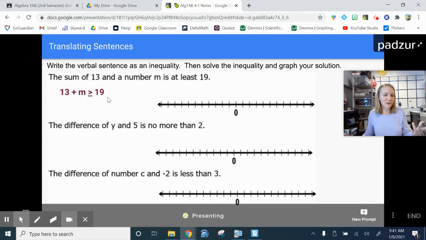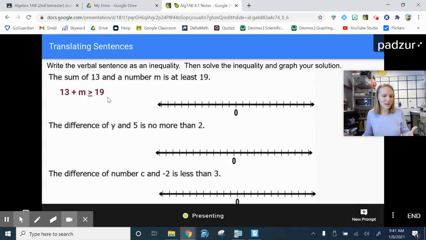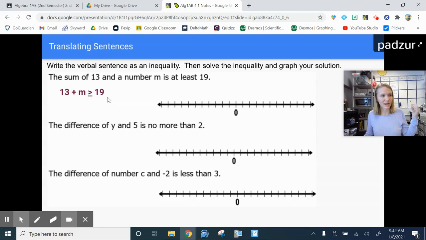And then we're going to solve our inequality from there. We want to get m by itself, so T-chart it and get rid of the 13. That means we're going to subtract 13 from both sides. That gives us m by itself, which is very handy when we're trying to solve. M is greater than or equal to whatever 19 minus 13 is, which is 6. Look, guys, my signs are correct. I'm so proud of myself.